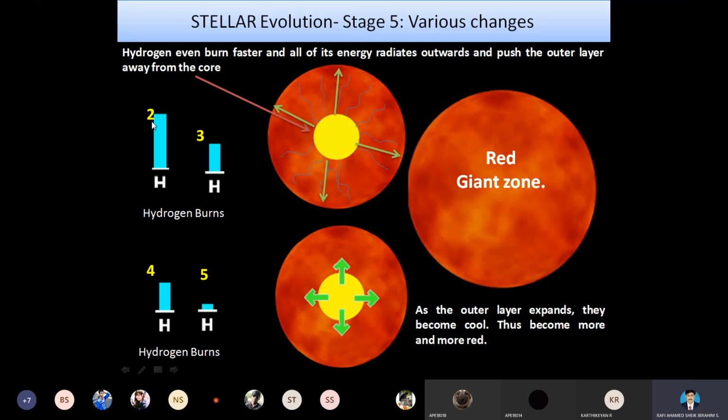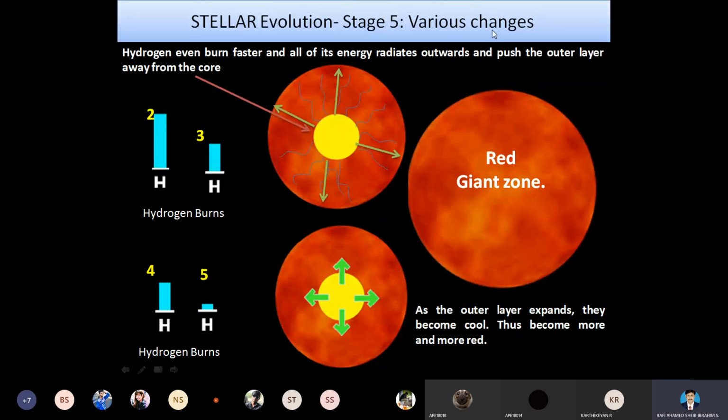Here we have shown the second stage, where the hydrogen level decreases. Here the third stage, again the hydrogen level decreases. This will be the fourth stage, where the hydrogen level comparatively decreases, and this will be the fifth stage, where the hydrogen level decreases. When the hydrogen burns out faster, when the energy is released from the core outwards, the size of the core will be reduced.